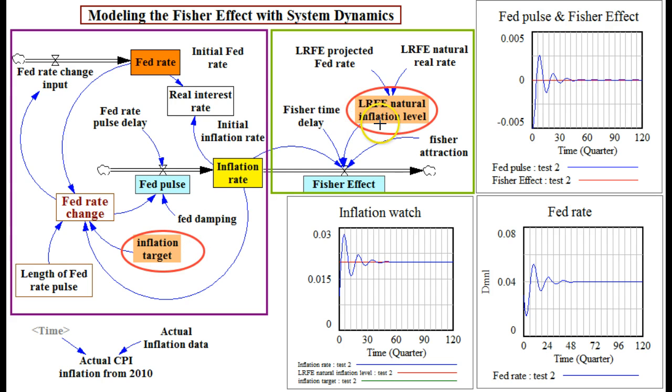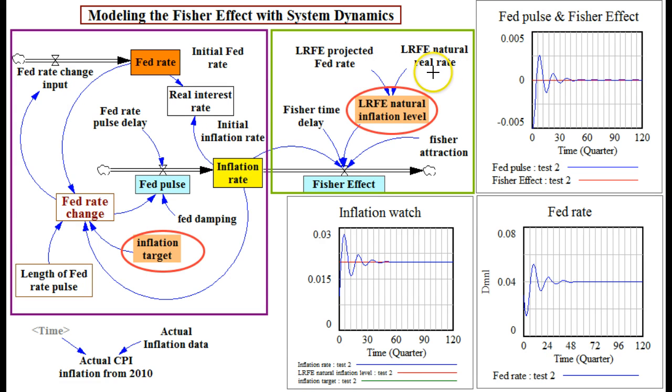The long-run Fisher effect natural inflation level is determined by the projected Fed rate. So when you look into the future and the Fed says, okay, we're going to project, say, maybe a 2% Fed rate when we reach full employment. Okay, that's what people are figuring that's going to be the projected long-run Fed rate.